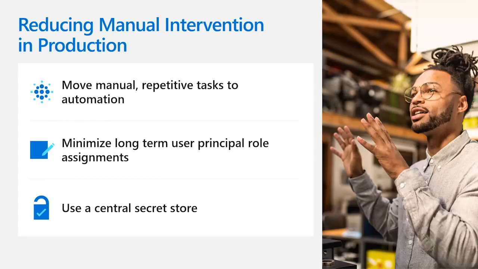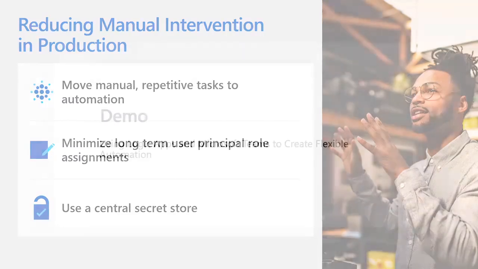We're going to minimize the long-term user principal role assignments. So we're going to take that managed identity that we just created, and we've already given it only the permissions that it needs, and we're going to actually use that in our next automation task. We're also going to make sure that it has a central secret store that we're relying on so that we don't have secrets flying around or up in the open or tied to any particular person.